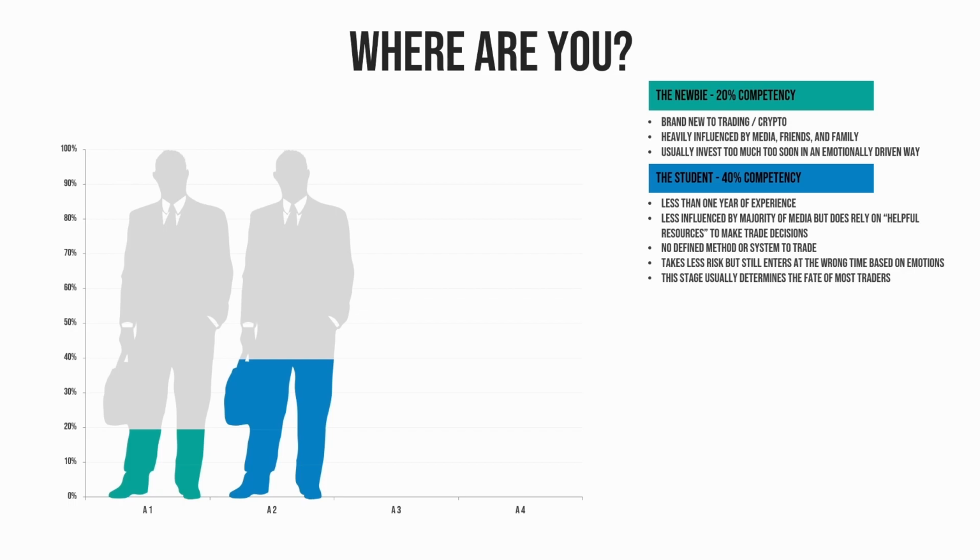Now, this stage also determines the fate for most traders, because either you're going to get so frustrated with what you're learning in the wrong way that you figure out a way to learn in the right way, or you're just going to give up. So the student is the dividing line between whether or not you become a good trader or a bad trader.